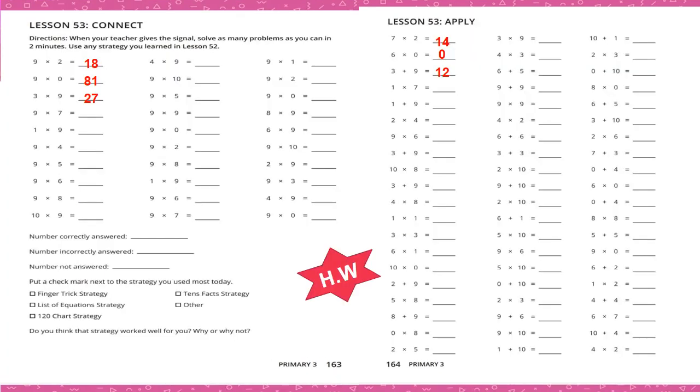This page is more practice about the timetable. You can solve it as a homework. Like example 1, 9 times 2, 9 times 0, 3 times 9. It's so easy. Do it as a homework.